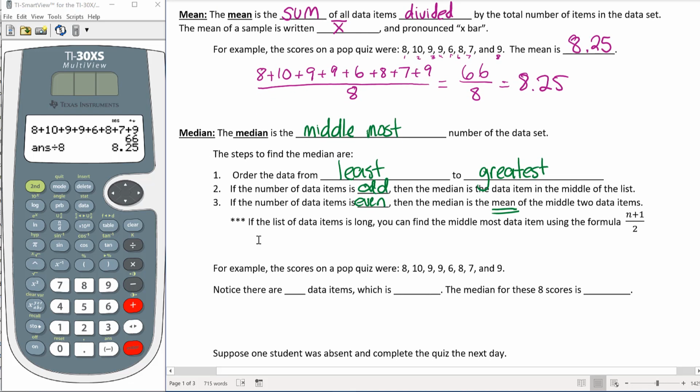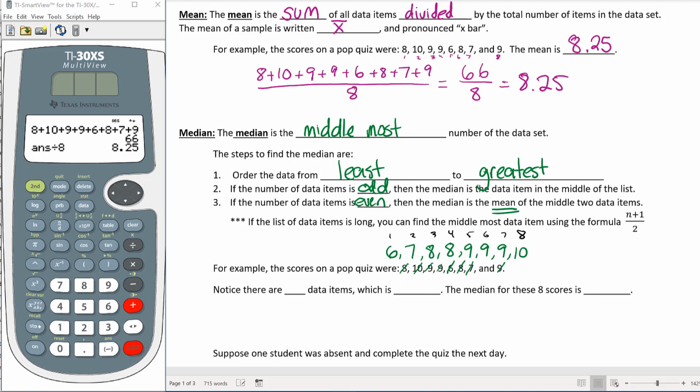So let's say we have the same values that we had before for the pop quiz. So step 1 would be to order them. So the least number is 6. Then the next one after that is 7. Then 2 8s. Then 3 9s. And a 10. And that's still 8 values. 1, 2, 3, 4, 5, 6. Yep, still 8 values. So I have them all. Notice that there are 8 data items, which is even.